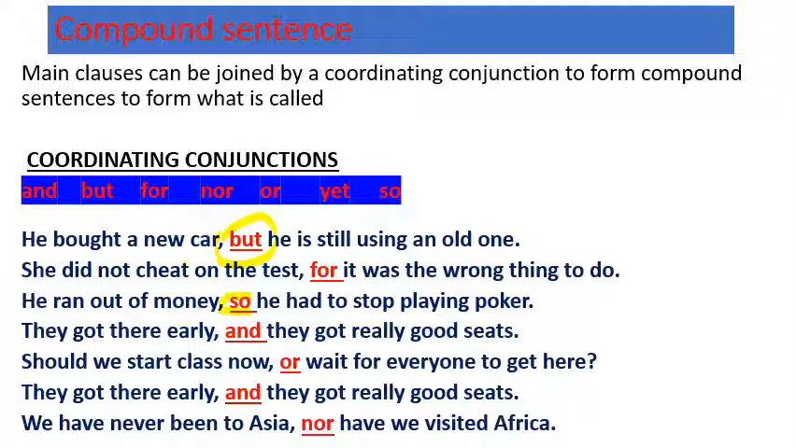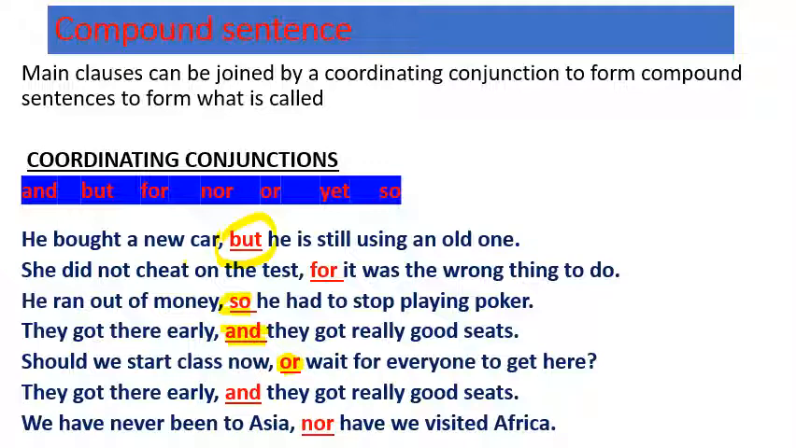Another one, they got there early and they got really good seats. They combine them using and. Because we don't have a reason, a contrast, or a result, that's why we used and in combining these two sentences. Here, if you want to give two options, should we start the class now? Wait for another one to get here. Now we are having two options to choose from. That's why we used or in combining these two sentences.